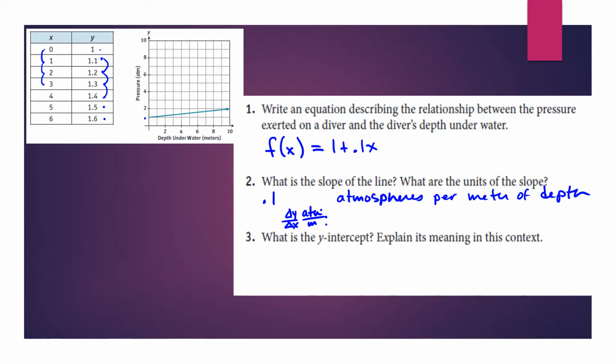What is the y-intercept? Let's see. Well, it's right here where it hits the y-axis. So it would be when x is 0, y is 1. And it means that at 0 depth, so at the top of the water, there is 1 atmosphere of pressure. That's how much pressure there is out of the water. That's how much pressure is on us in the air.